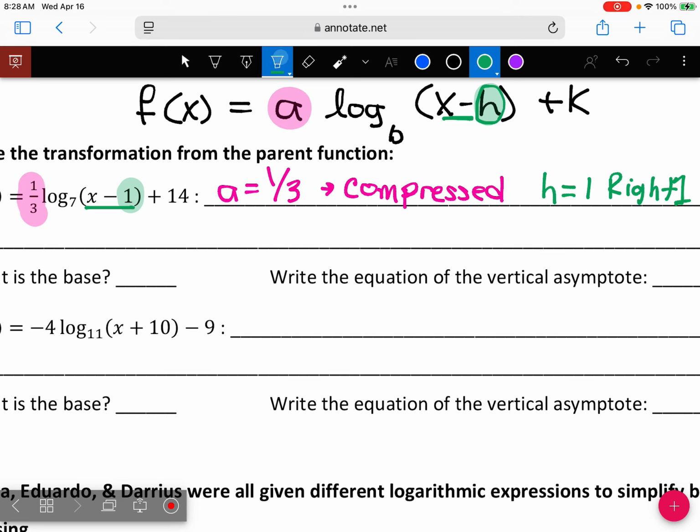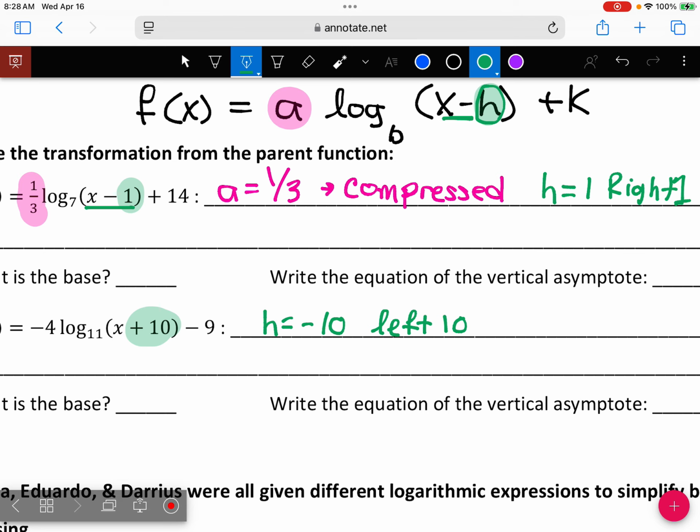So just as a quick pop down, on the next one, what would our h be if we have x plus 10? What's our h on this one? Negative 10. Good. And that means it's going to go which way? Left.